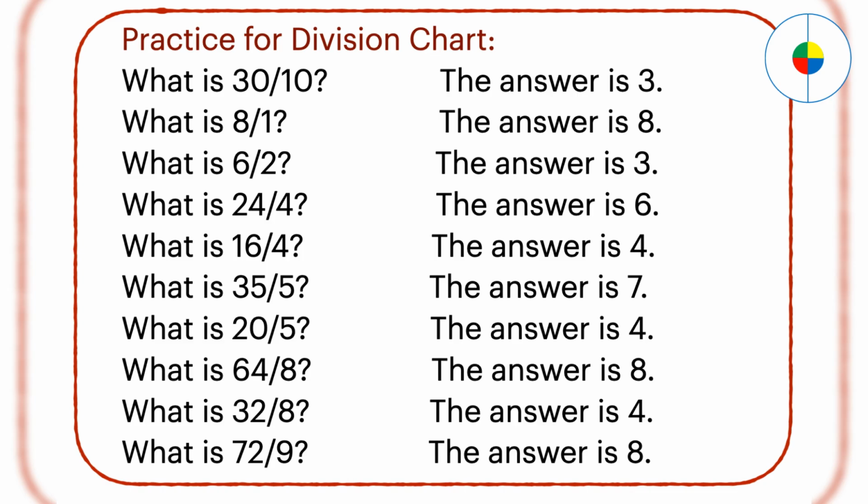What is 30 over 10? Any number divided by 10, just remove 0 from the ones position. So 30 over 10 is 3. What is 8 over 1? Any number divided by 1 is the same number. So 8 over 1 is still 8. Any number divided by 1 is the easiest calculation.